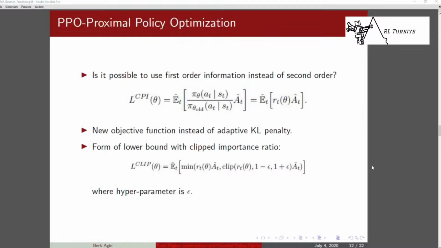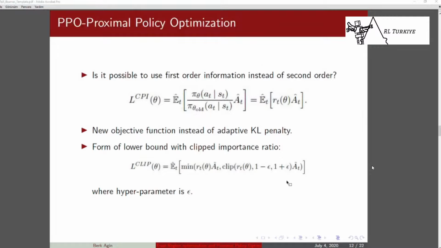and so you can see the form of the lower bound with the clipped importance ratio. You can use the variance parameter, but you can also use the penalized variant in here, but it is used in trust region optimization more frequently.